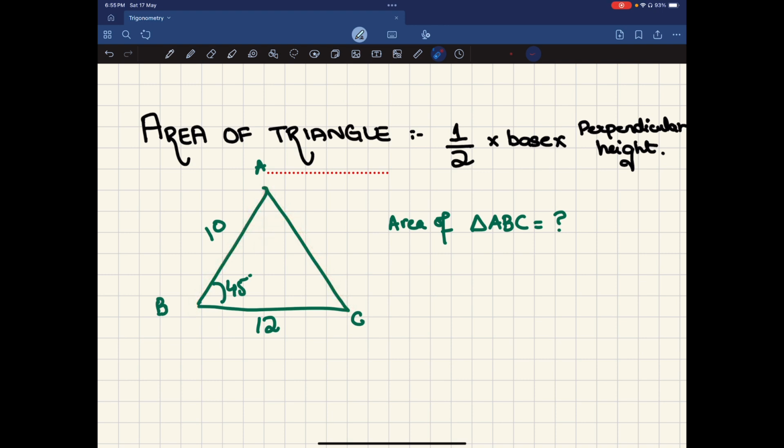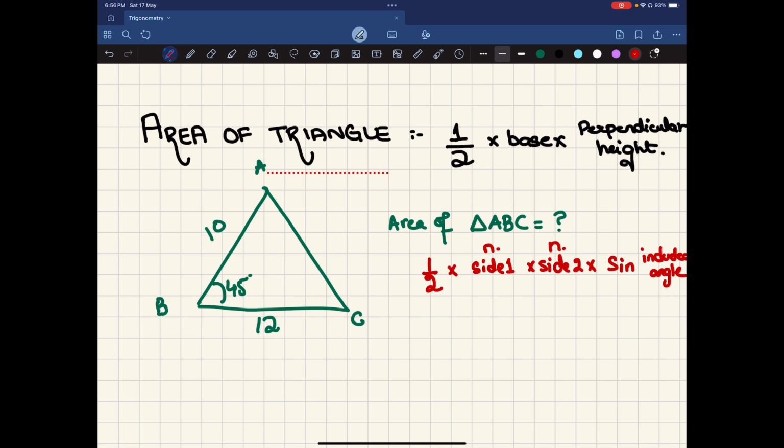So if you're given two neighboring sides and an included angle, then the formula that you can use to find the area of the triangle is half into neighboring side 1 into neighboring side 2 into sine of the included angle.